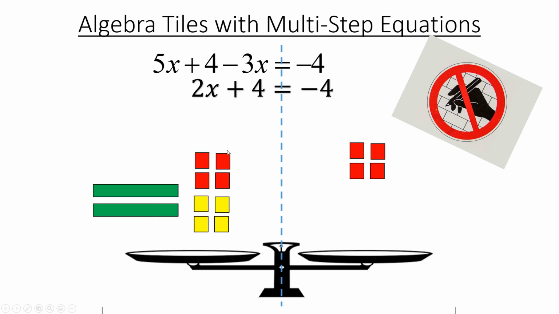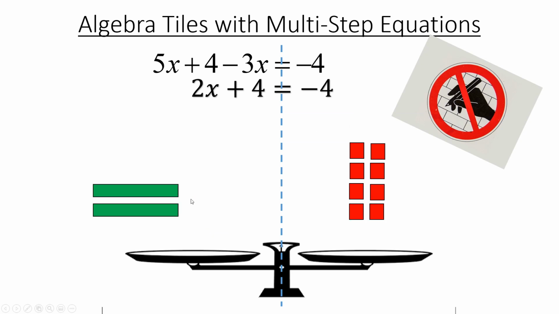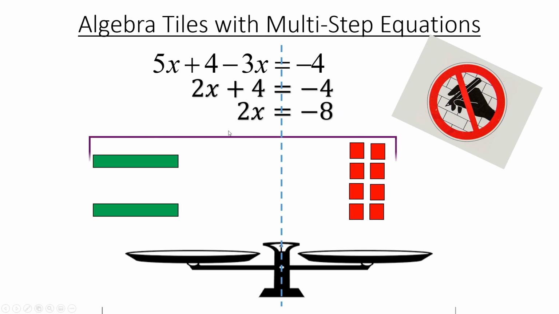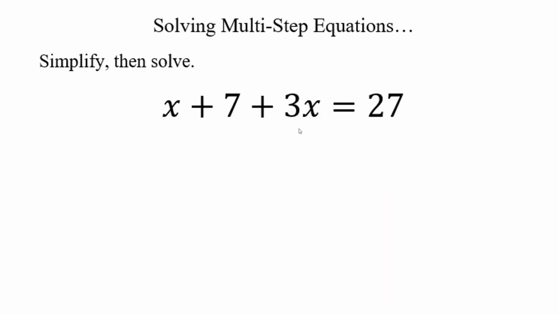We would subtract 4, or put negative 4, on both sides to balance it and cancel this side out. So we're left with 2x equals negative 8. And then if we split this into 2 equal groups, so divide by 2 and divide by 2, we will find that x is equal to negative 4.